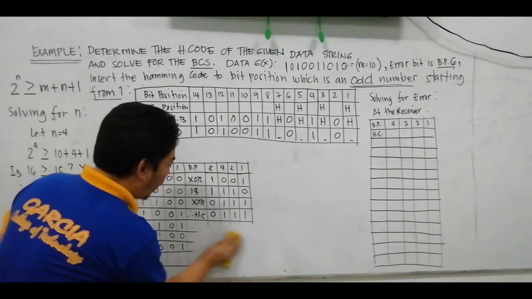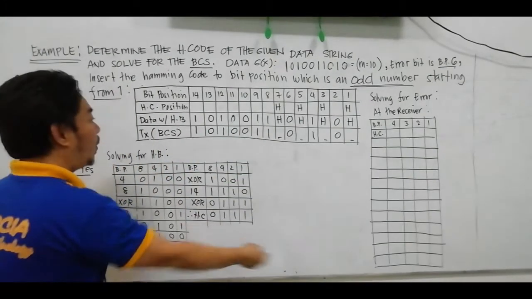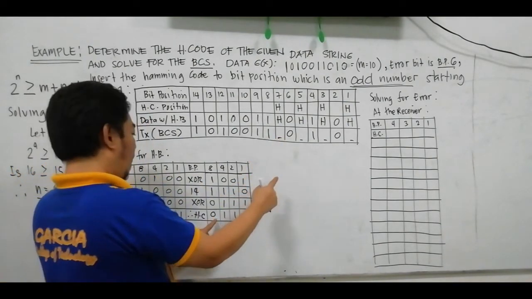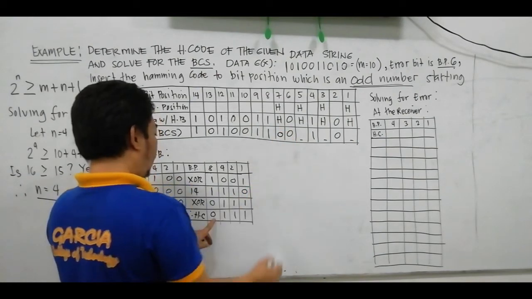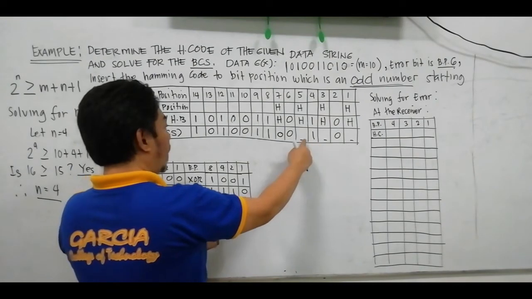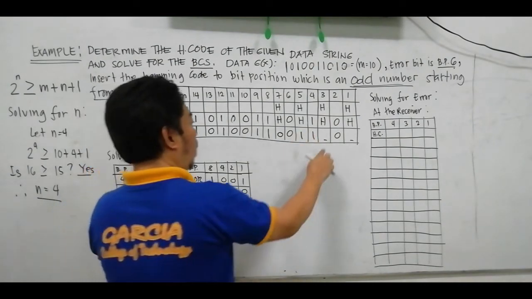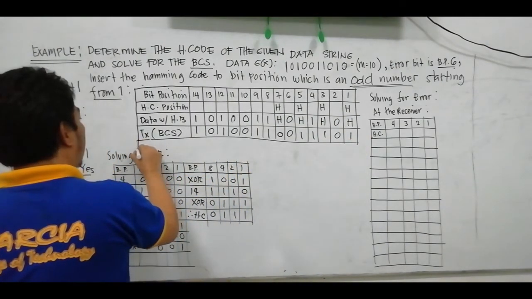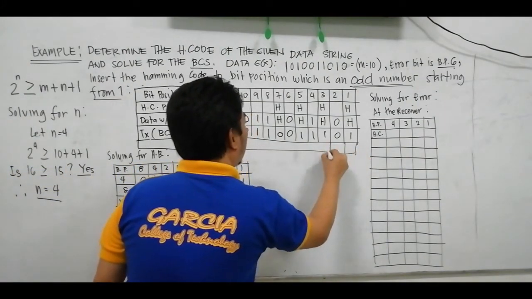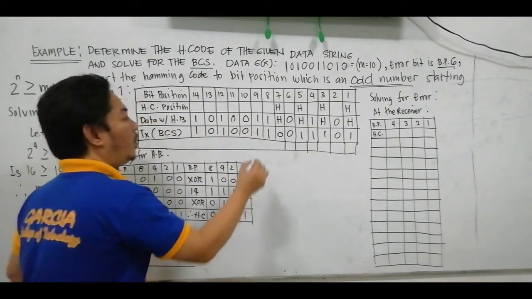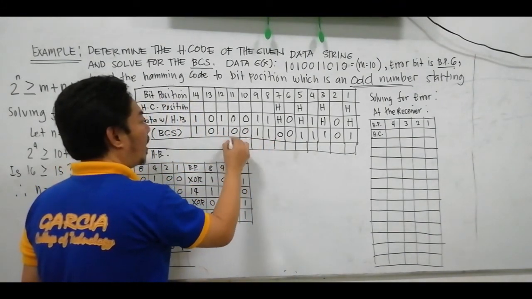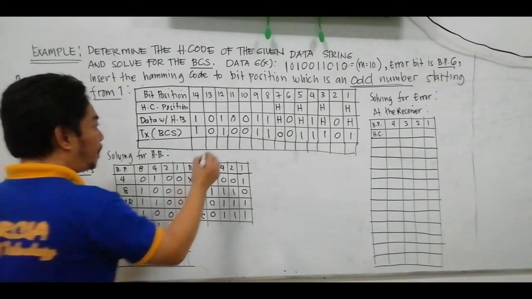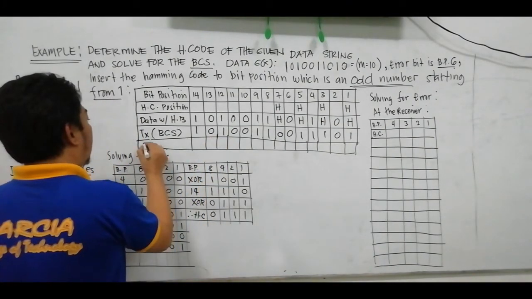Okay? So let's now insert our hamming code to your data string or your blockchain sequence. Okay? So this is 0, this follow, this is 1, this is 1, and this is 1. Okay? At the receiver, so take note, at the receiver, again, this data string will be XOR or computed again for error.